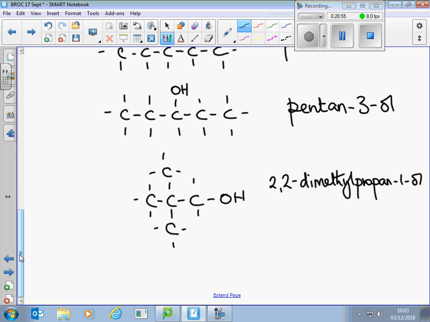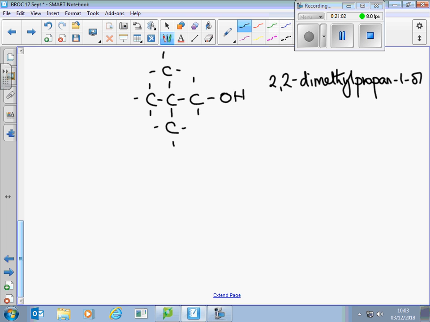Yeah, I mean that's... Sorry? Yep, that'll do nicely. 2-methylbutan-1-ol. So butan-1-ol would be the 1, 2, 3, 4. There we go. And then 2-methyl would give us that.